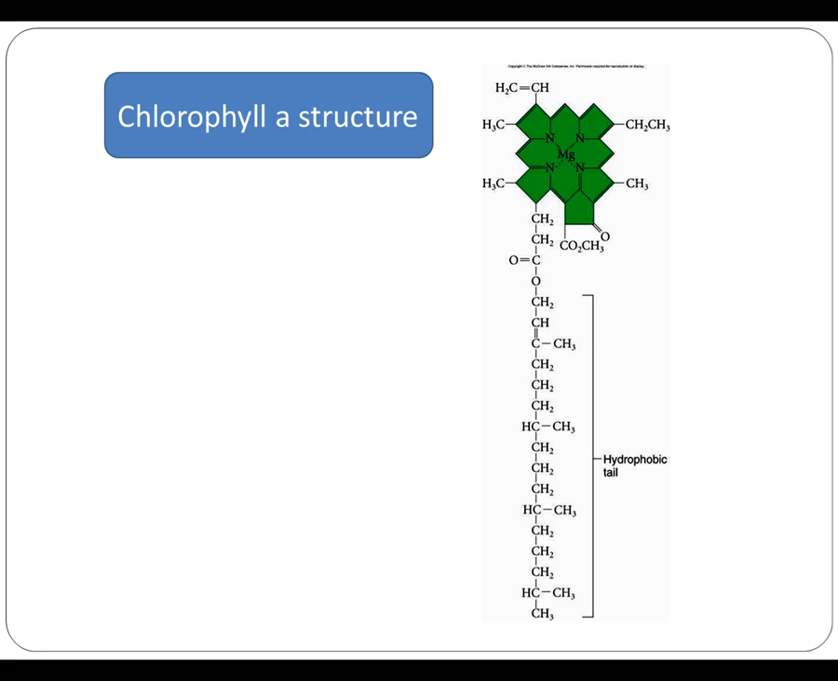This tail is what anchors it or attaches it into the thylakoid membrane, and so it doesn't just float out randomly. It's held into place in the thylakoid membranes because it has a hydrophobic tail. So the tail just anchors, if you'll let me use that word, secures the chlorophyll molecule into place. So that's not the working part. It's not the reactive part of the molecule. Where do you think the reactive part is?